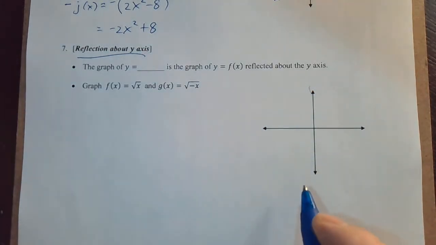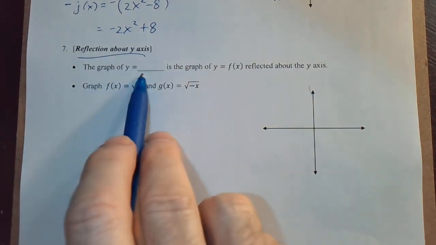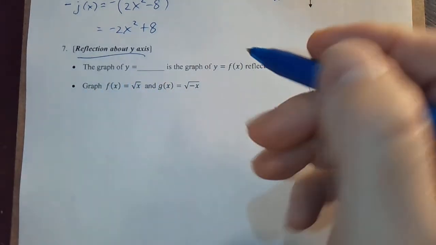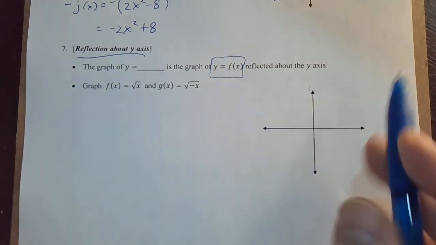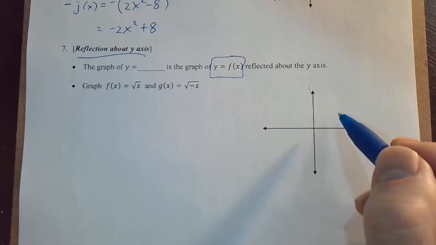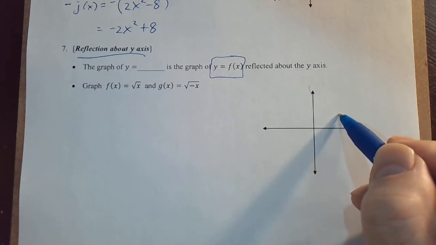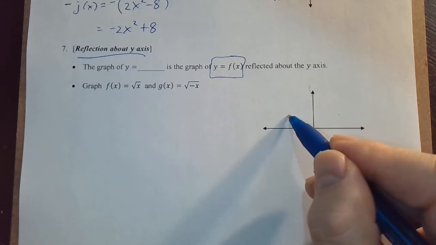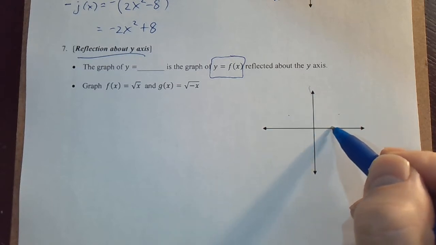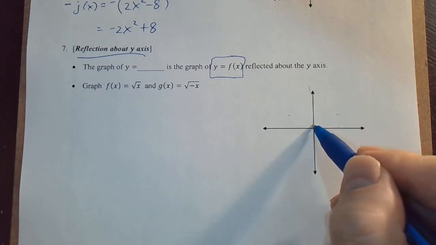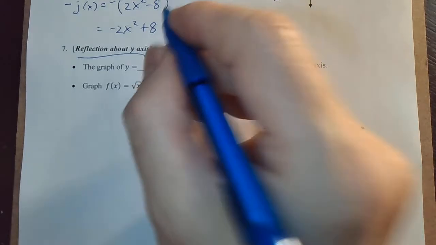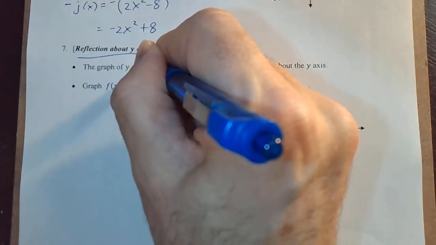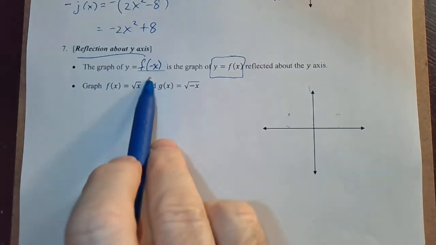Okay, so what do we think this would be? The graph of what is this graph reflected about the y-axis? Well, if there's a point up here, I now want it to be over here. So instead of, say, f of 3 equaling 2, I want f of negative 3 to be 2. So this is going to be f of negative x.